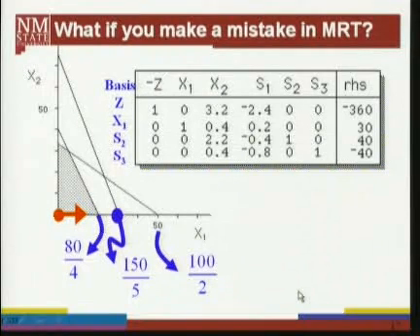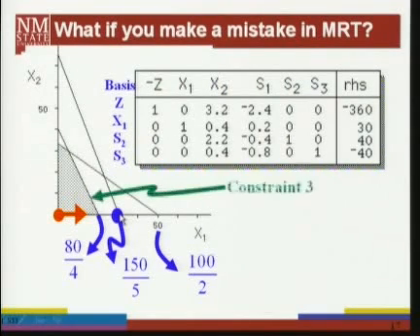And again, this can be explained geometrically like this. In that case, this pivoting will take us to an adjacent corner point, however, outside the feasible region. This is the point that is outside the feasible region. At this point, x1 equals 30 and x2 equals 0. The slack variable for the third constraint, which is S3, is negative, which means the third constraint is violated.